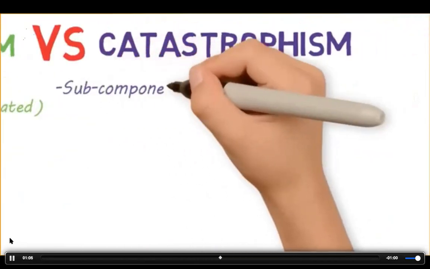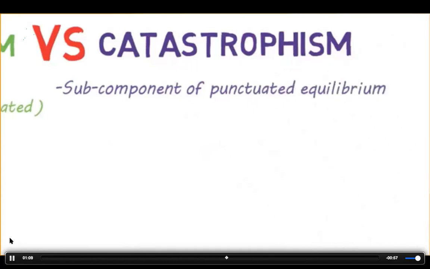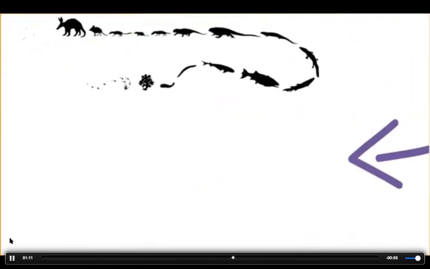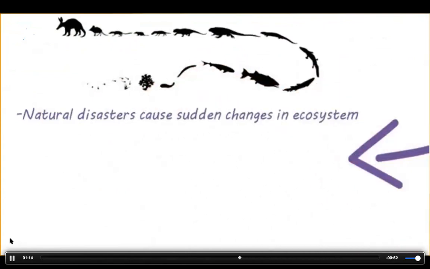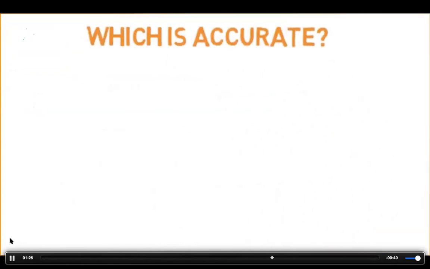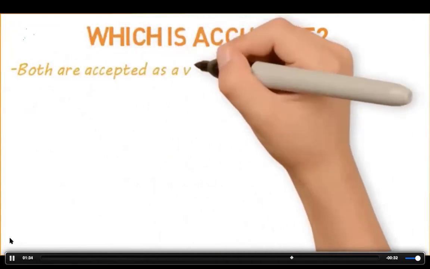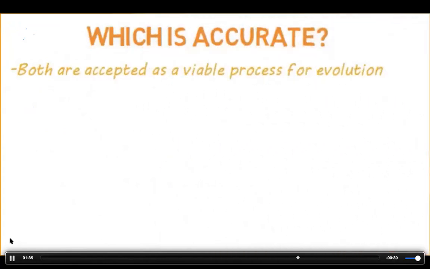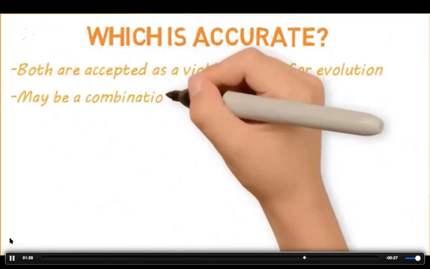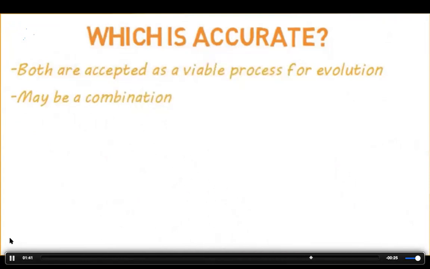Catastrophism is a subcomponent of punctuated equilibrium, so it fits under that heading. And when you have natural disasters that cause sudden changes in an ecosystem, then those changes result in rapid evolution by new species moving in and adapting and taking over that ecosystem. And that's catastrophism. And so which one is accurate? Which one is the one that scientists and scholars use between gradualism and punctuated equilibrium? Well, they're actually both accepted as a viable process of evolution, and it may even be a combination of both which occurs and which is probably most likely.